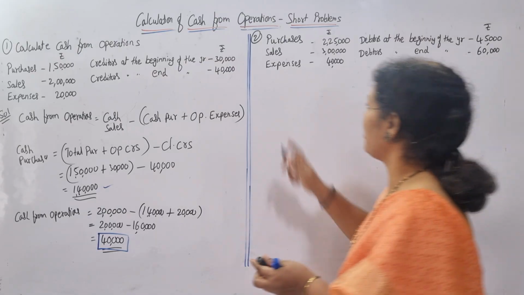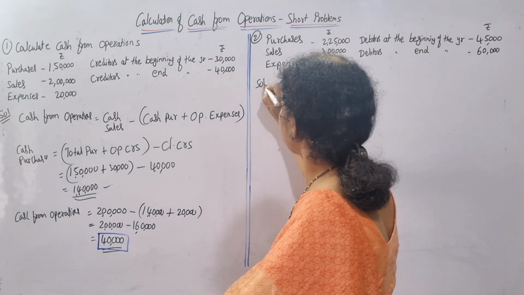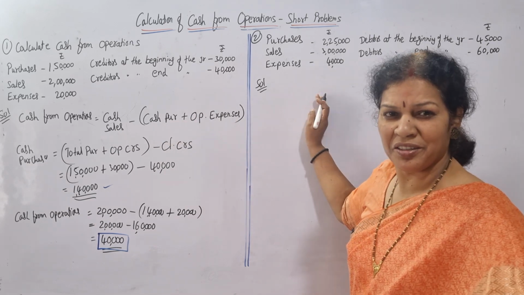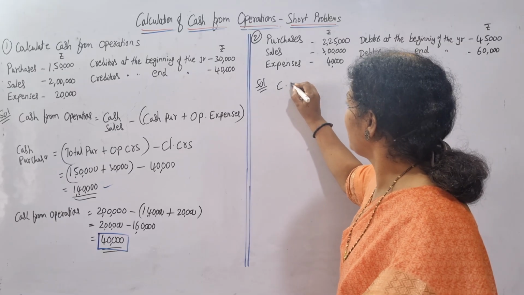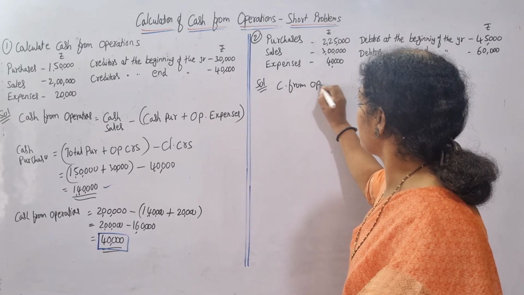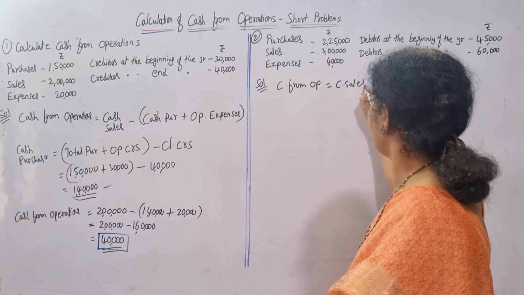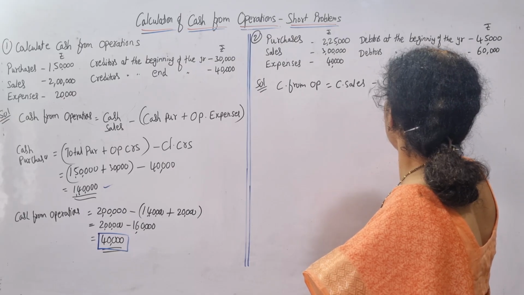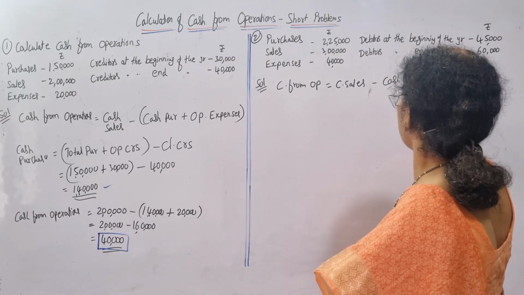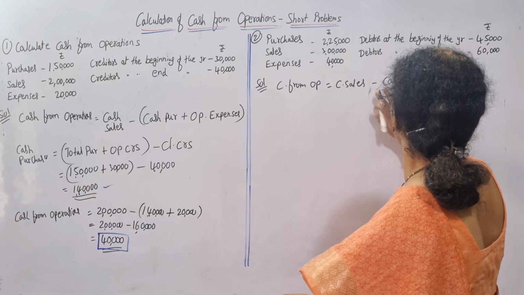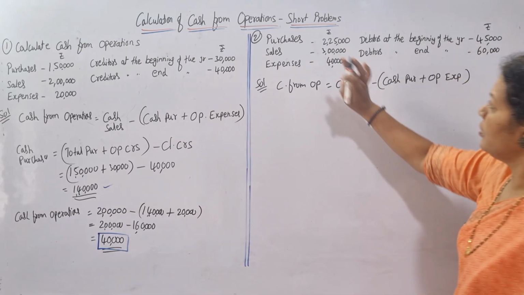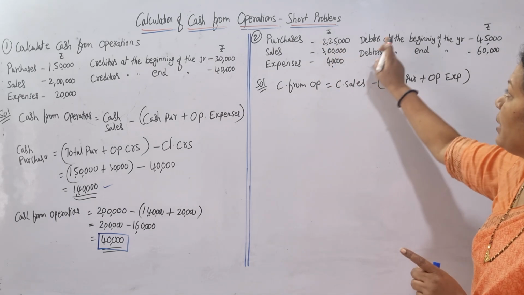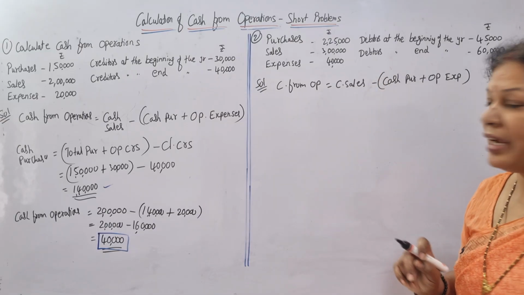Write the same formula. Solution: cash from operations equals cash sales minus cash purchases plus operating expenses. Here, for purchases, only one piece of information is given, that is cash purchases. But for sales we have opening and closing debtors. So we have to find out the cash sales.